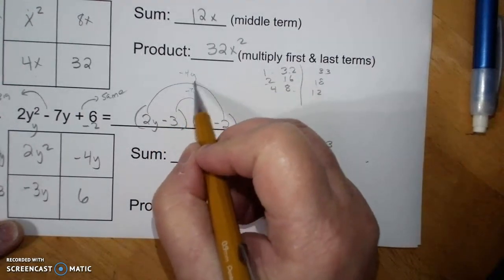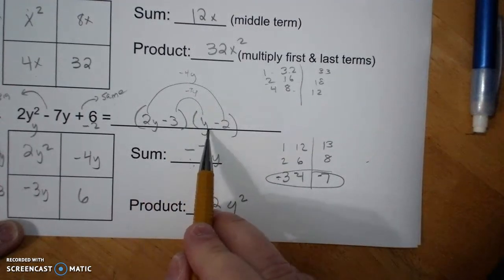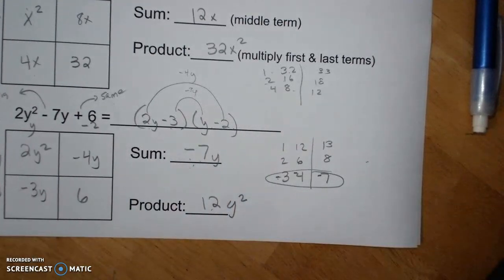That's negative 4y, which is negative 7y. That's 2y squared. That's positive 6. So this is your answer. That is page 1 of 12-2, factoring trinomials.